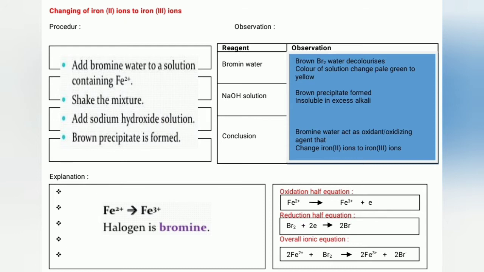The presence of iron(III) ions can be confirmed by the formation of brown precipitate with sodium hydroxide solution. Iron(II) ions lose one electron and are oxidized to iron(III) ions. Bromine molecules, which give the bromine water its brown color, gain the electrons and are reduced to colorless bromide ions. This is why the bromine water is decolorized. The conclusion, based on the investigation: bromine water acts as an oxidizing agent, changing iron(II) ions to iron(III) ions.